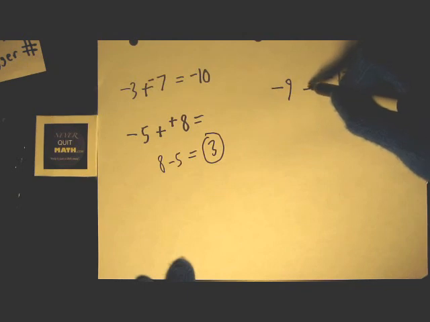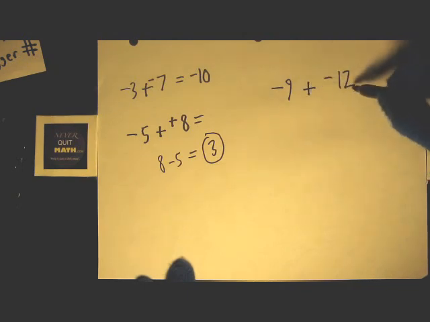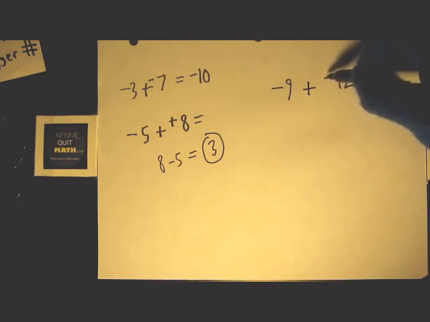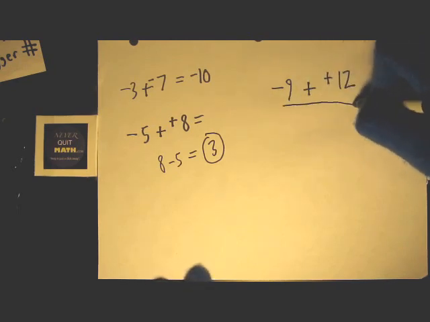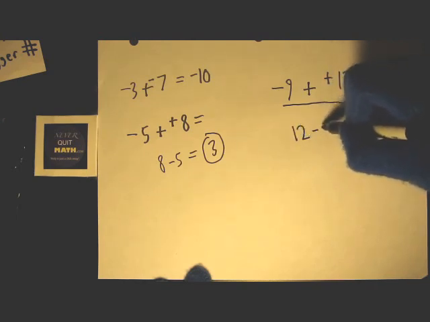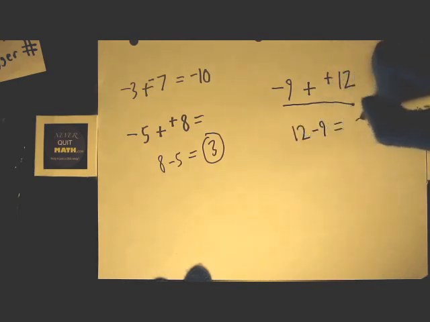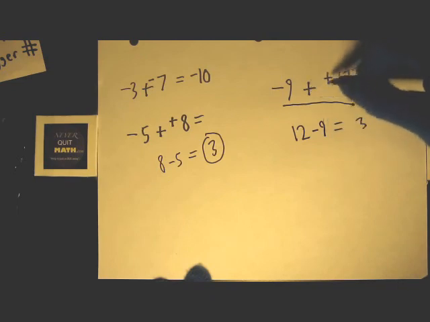Turn subtraction into addition. Boom. Then after that, change the sign of the second number, right? -9 plus 12. Now we're back to addition. Addition of numbers with different signs is straightforward. 12 minus 9 gives us 3. Which number was bigger? The positive. So +3 is our answer.